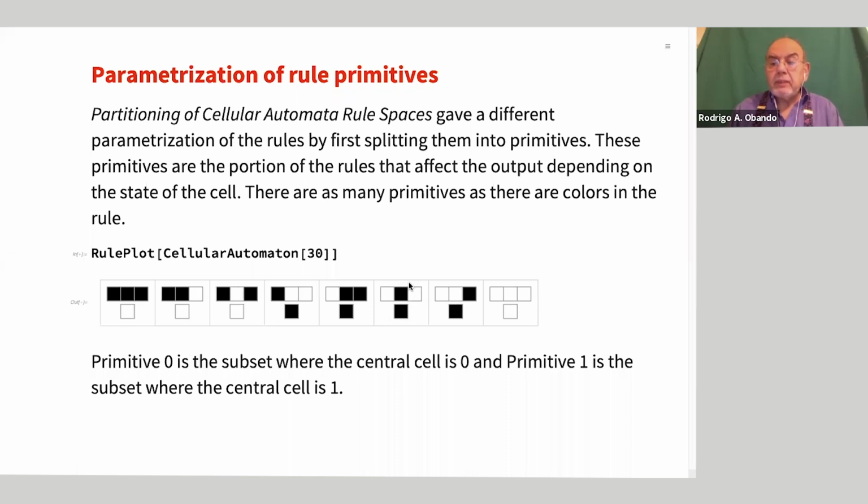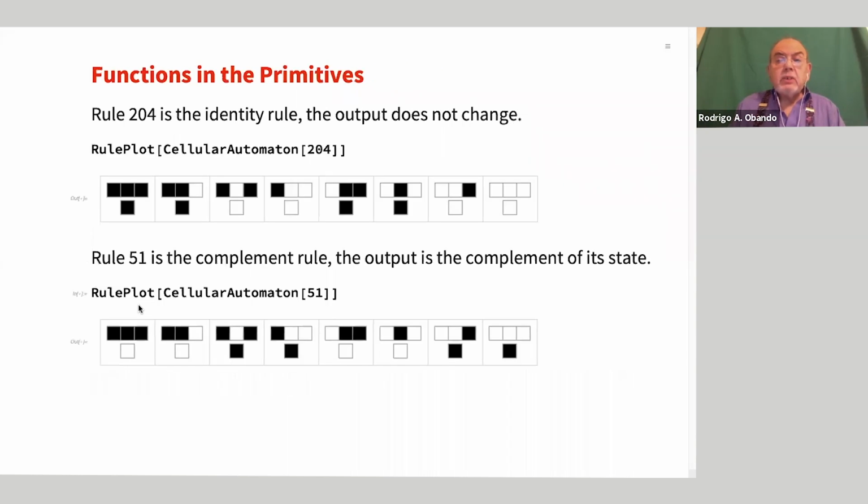And the ones that have central cell 1, which are these 4, that's primitive 1. If we were to do this in more colors, of course, there will be more primitives. So this is the way that I defined primitive 0 and primitive 1. For instance, rule 204 is the identity rule, with no output changes ever. That means that primitive 0 doesn't change, and for primitive 1, the 1 doesn't change.